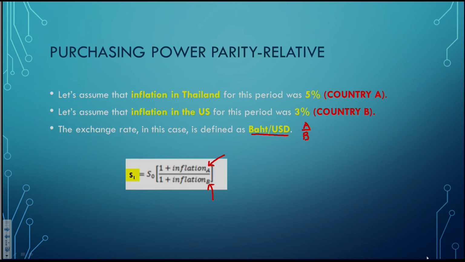Now, let's also say that our original exchange rate is 33 baht per US dollar. So, what does that tell us? That tells us S0, right? Now, really, it's become very easy. All we have to do is plug into this equation. So if you were to plug into this equation, you've got everything that you need. So let's do that next.